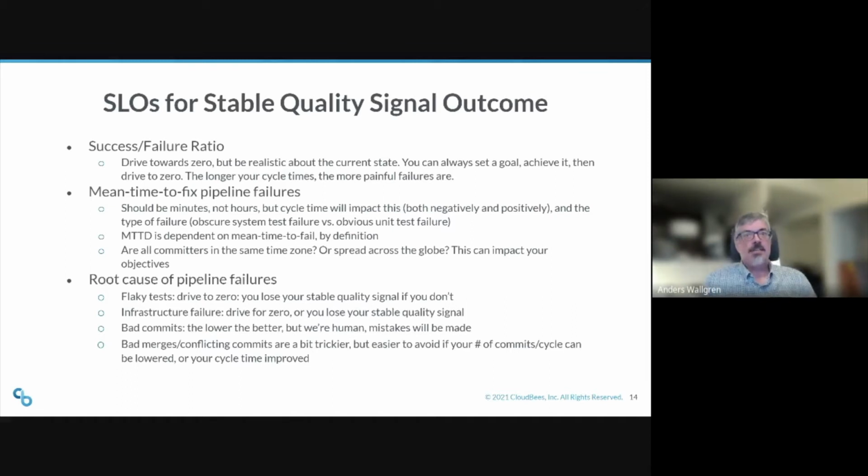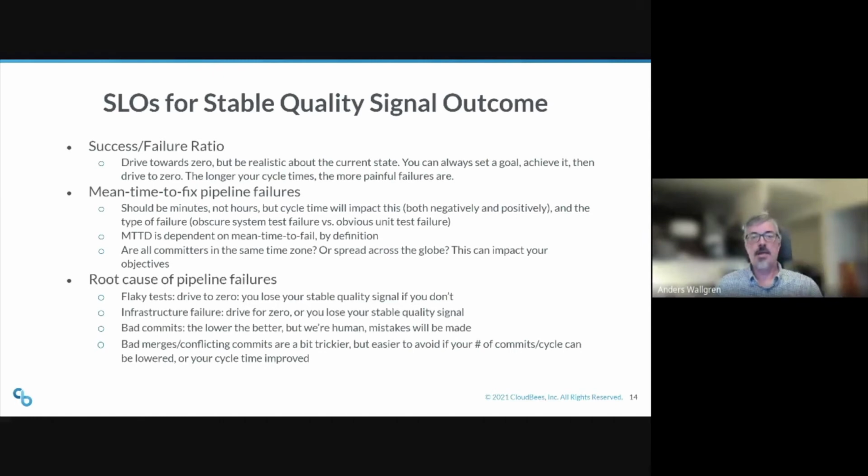And mean time to discovery is very related, obviously, here to mean time to fail. So that's related to this. But what I'm concerned about here is mean time to fix from the time that we discover that we have a problem. And other things that you want to think about in terms of what kind of objectives you want to throw around this is, do we have all committers involved? Are they all in the same time zone? Are we all in the same office? Are we spread across the globe? Right? That can impact your objectives.